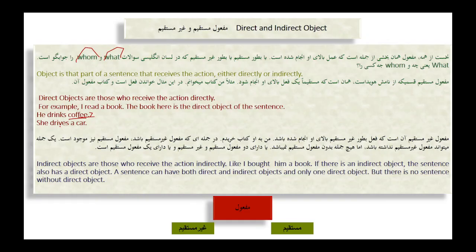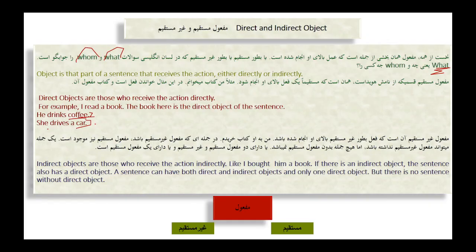Like she drives a car. What does she drive? It gives the answer to the question what here, right? What does she drive? She drives a car. So car is the direct object of the sentence, right?